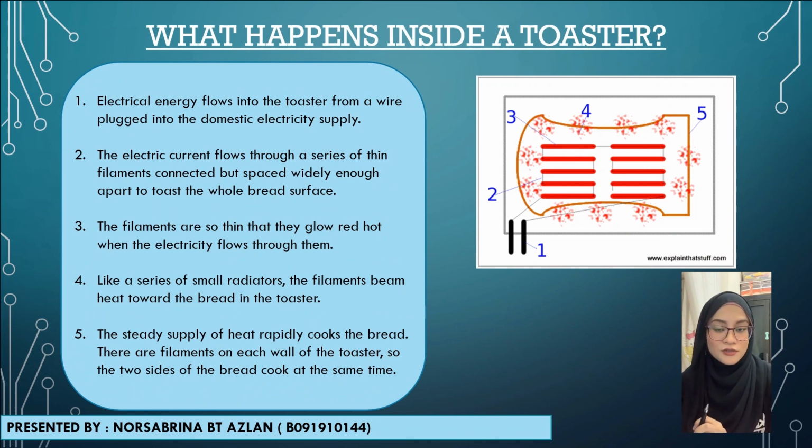So, what happens inside a toaster? Let me explain. The figure in the slide is a representation of step by step what happens to bread in a toaster. Firstly, electrical energy flows into the toaster from a wire plugged into a domestic electricity supply. Second, the electric current flows through a series of thin filaments, connected but spaced wide enough apart to toast the whole bread's surface. Next, the filaments are so thin that they glow red hot when the electricity flows through them. Fourth, like a series of small radiators, the filaments beam heat towards the surface of the bread. The steady supply of heat rapidly cooks the bread on both sides. There are filaments on each wall of the toaster so that both sides of the bread cook evenly at the same time.